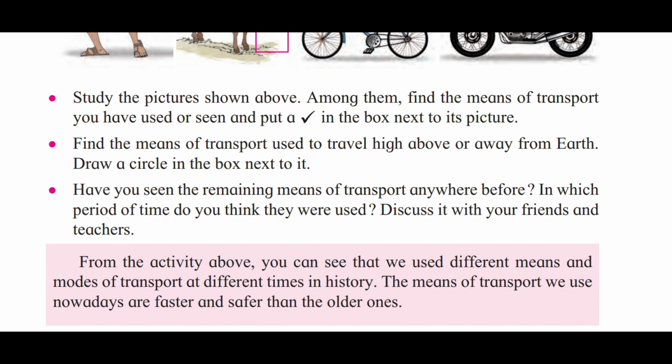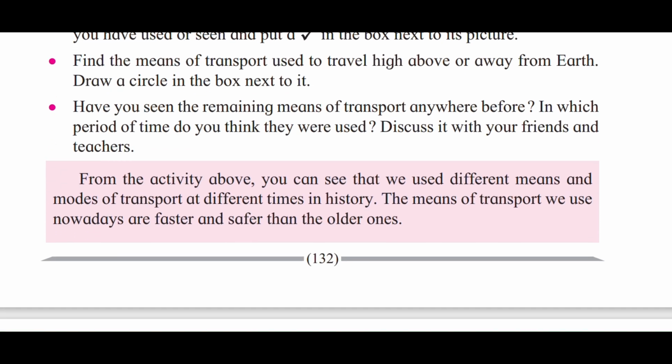Have you seen the remaining means of transport anywhere before? In which period of time do you think they were used? Discuss it with your friends and teachers.